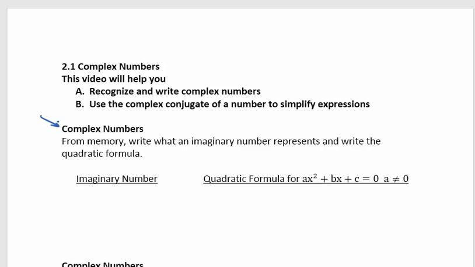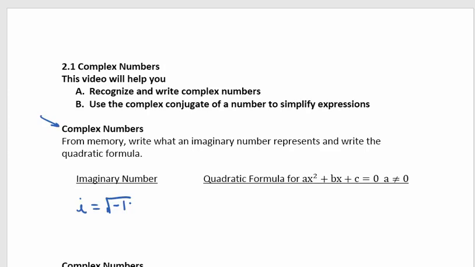All right, let's take a look. The imaginary number i, for imaginary, represents the square root of -1. And remember that we cannot take the square root of a negative number and get a real number. So that's when we come up with imaginary numbers, and the imaginary number i comes into play.